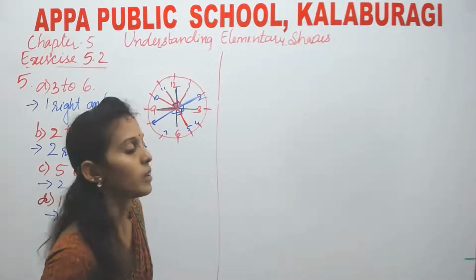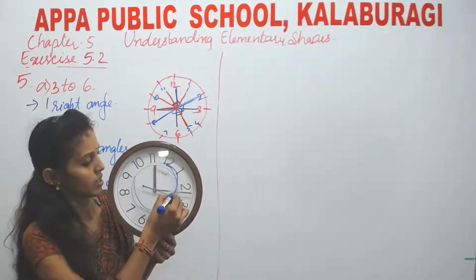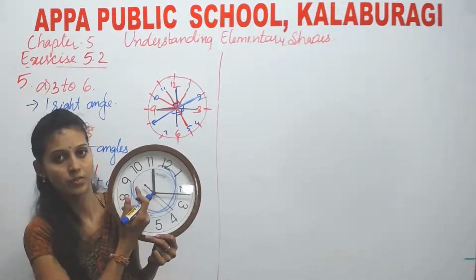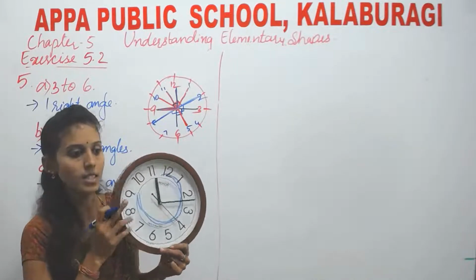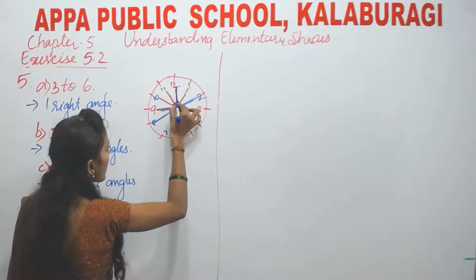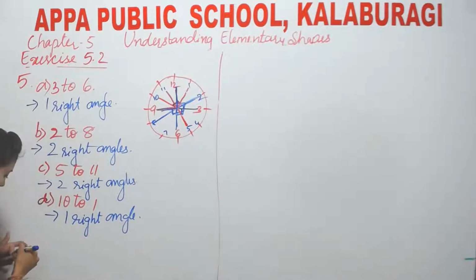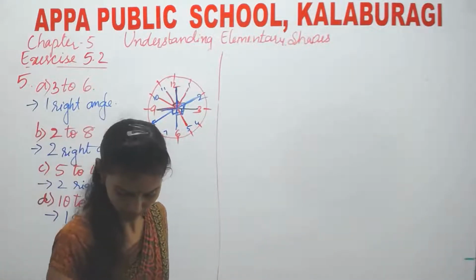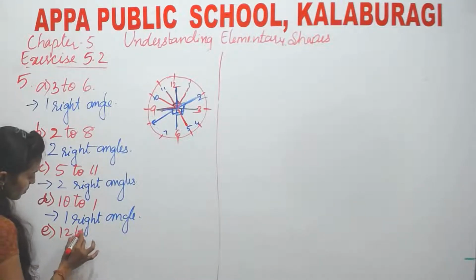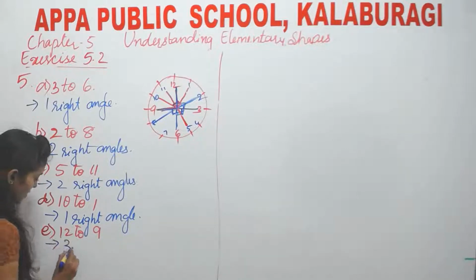Okay? So, have you seen it? From 12 to 9. Our hand will not move like this. It will move like this only, isn't it? So, from 12 to 9, 12 to 6, 2 right angles and 1 more. Total 3 right angles. Okay? 12 to 9, total 3 right angles.